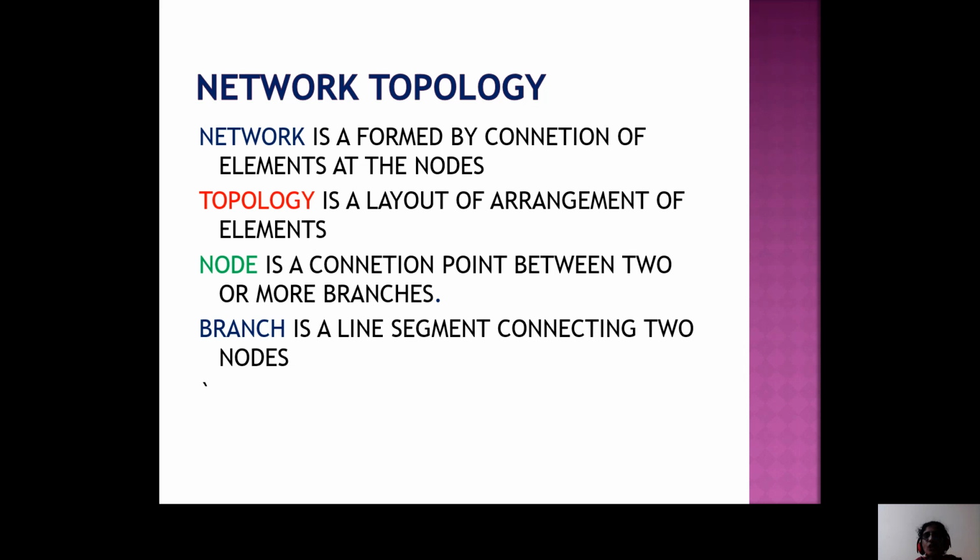Next, what is a node? A node is the interconnection between two or more branches. Any point where a number of elements meet at two or more points is nothing but a node. That means the number of line segments or branches meeting at one point is a node. Next, what is a branch? A line segment joined between two nodes is nothing but a branch.